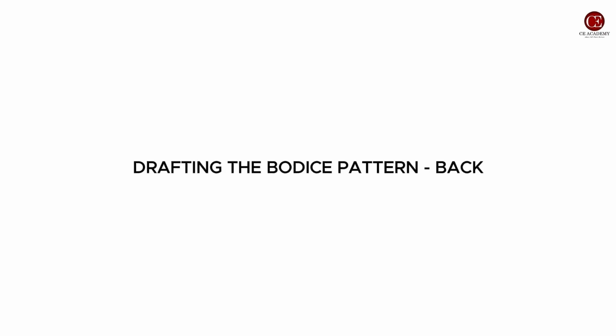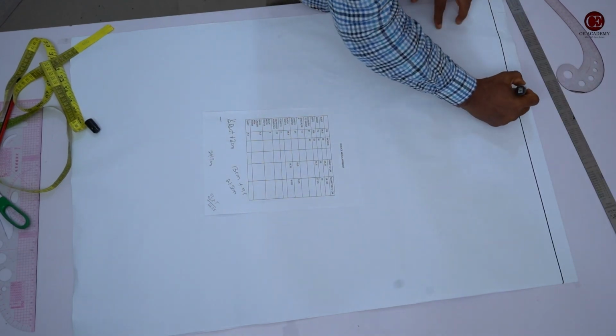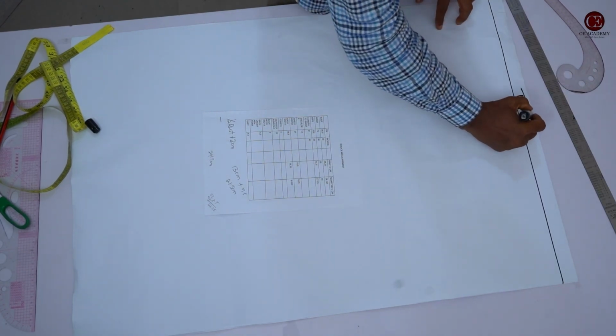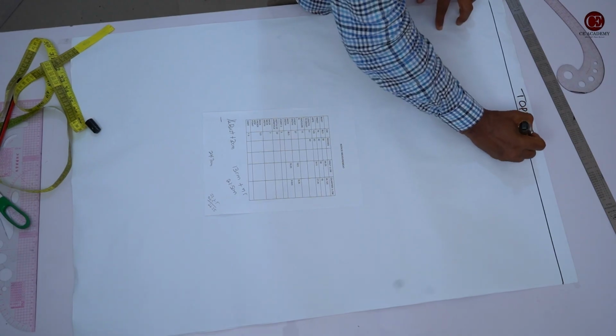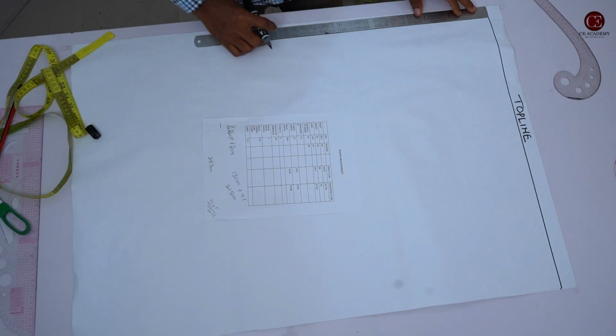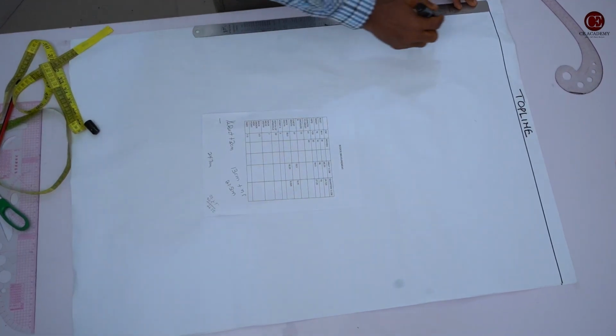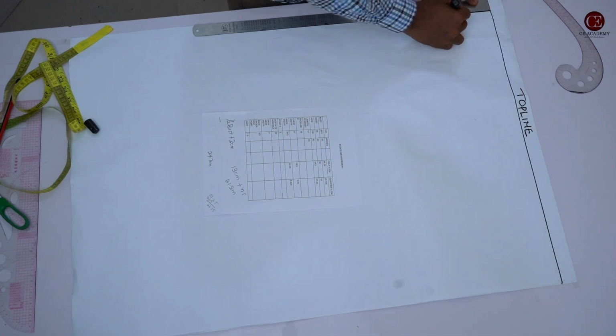In this class, I'll be teaching you how to draft a basic bodice. First thing, draw a margin on the top side of the paper, then you label it top line. The next thing is for you to also do another margin on the left side of your paper.